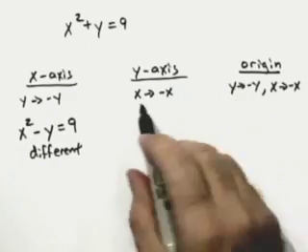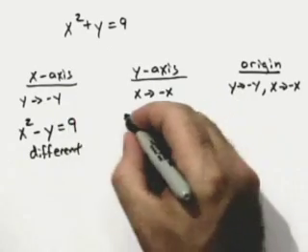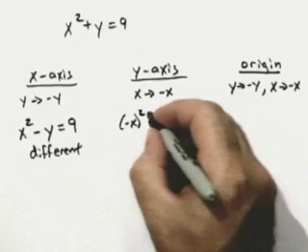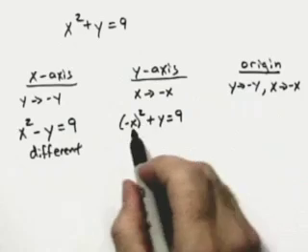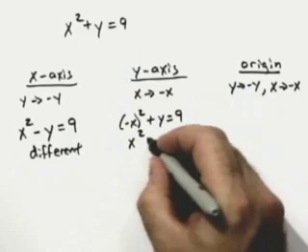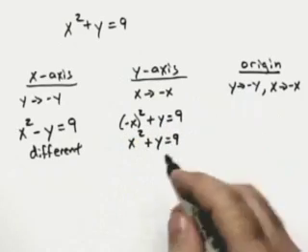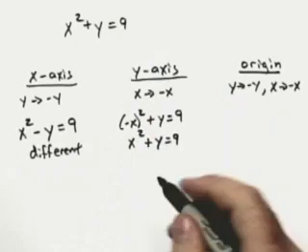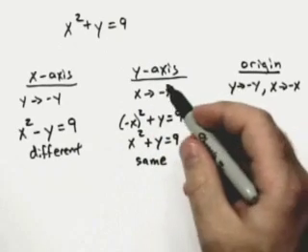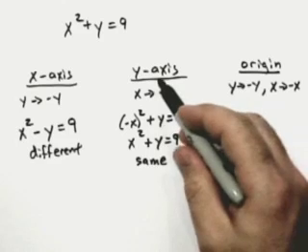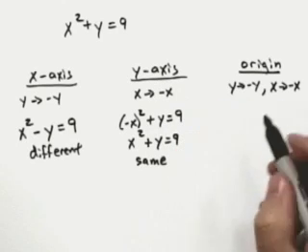For y-axis symmetry, we're going to change x to negative x. So we'll have negative x quantity squared plus y is equal to 9. That gives us x squared plus y equals 9. And if we compare this equation to our original equation, we see that those are the same. And so the graph of this equation does have y-axis symmetry.